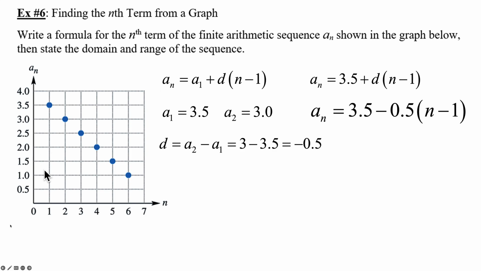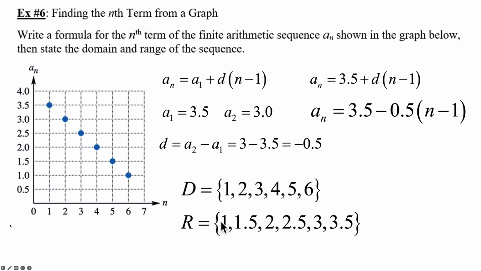So my domain, please do not do the following. Do not use brackets from 1 to 6 because there's nothing in between those integers. You have to use braces and list the numbers 1, 2, 3, 4, 5, 6 and close it with another brace. Same thing with your range. And again, I don't care what order you put these in. If you want to say 3.5, 3.0, count backwards because it matches with the domain. Or if you want to put the range in numerical order, that's fine by me too. Just make sure you count every single y coordinate that we used. All right, so there's our sequences.